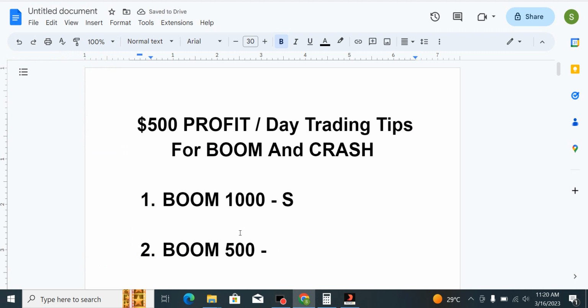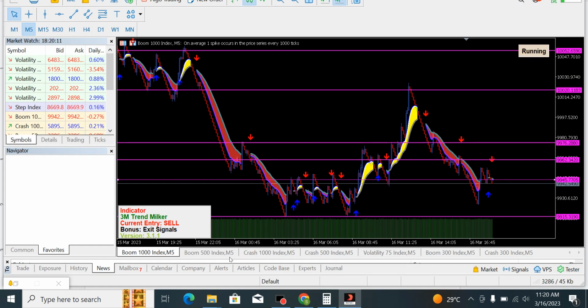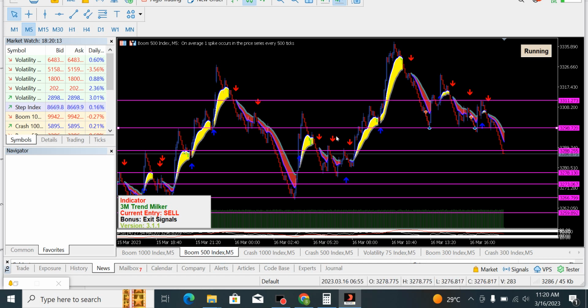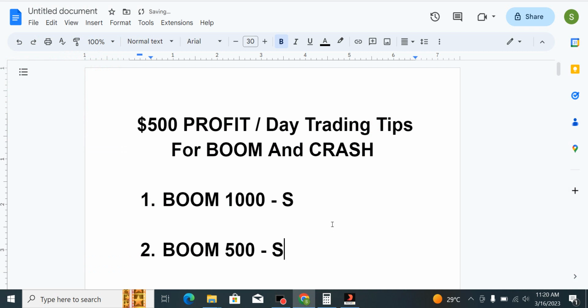Okay, so the next asset is going to be Boom 500. Let's check it out right away. So guys, this is Boom 500. This is definitely selling at the moment, and of course you can see it has been selling, breaking through all the TPs, and it has just crossed the third TP, and it will be moving up till it gets to this particular TP.